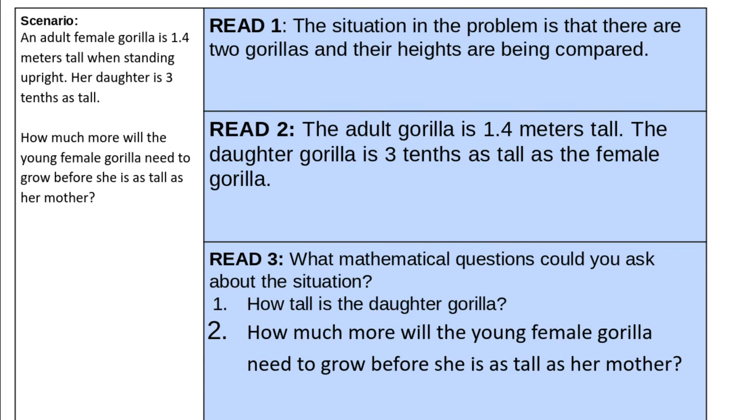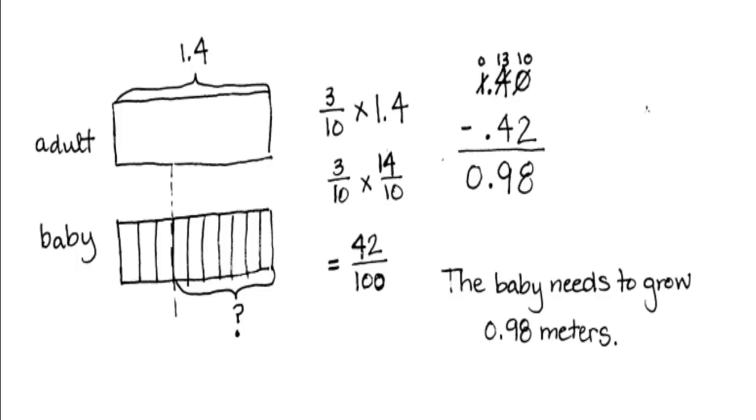Now, we have another mathematical question. How much more will the young female gorilla need to grow before she is as tall as her mother? So we know how tall the daughter gorilla is. We know how tall the adult female gorilla is. Now we need to see how much bigger the baby needs to grow in order to be this height. So we have to see how much is in between this 42 hundredths and 1 and 4 tenths.